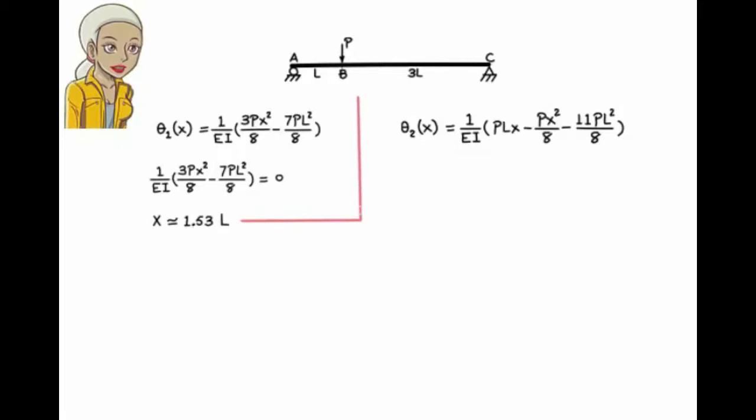Since this point is not between 0 and L, then maximum deflection does not occur in the left segment. Therefore, it must occur in the right segment. Let's see if this is true.